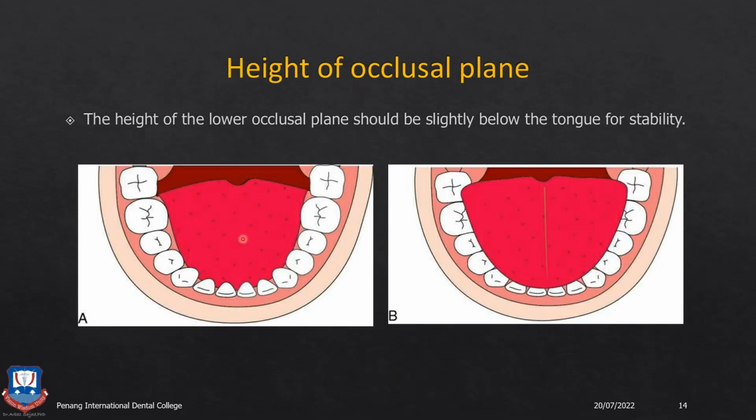So as I mentioned, height of the occlusal plane should be just below the lateral border of the tongue and not above the tongue. This will result in instability of the denture, and ultimately it will also affect the retention of the lower denture.